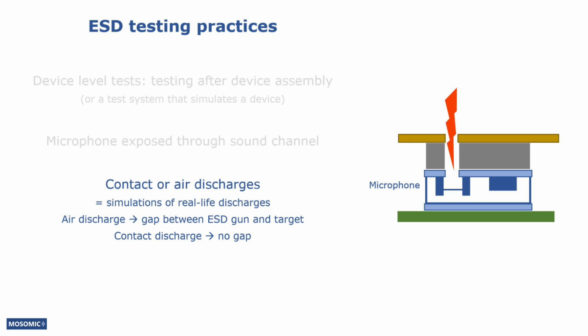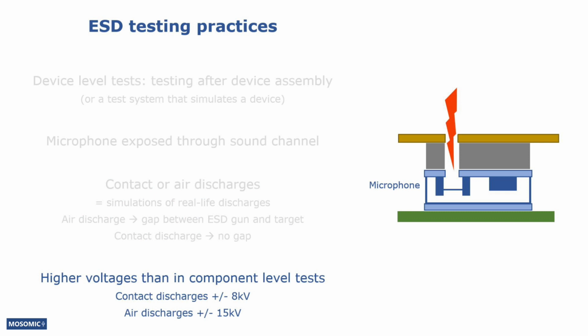An air discharge means that the discharge is applied with an air gap between the ESD gun and the target of the discharge. Making an air discharge hit the right place, in practice the sound channel, may be tricky. In device level tests, the discharge voltages are typically higher than in component level tests. For example, ±8 kV for contact discharges and ±15 kV for air discharges.